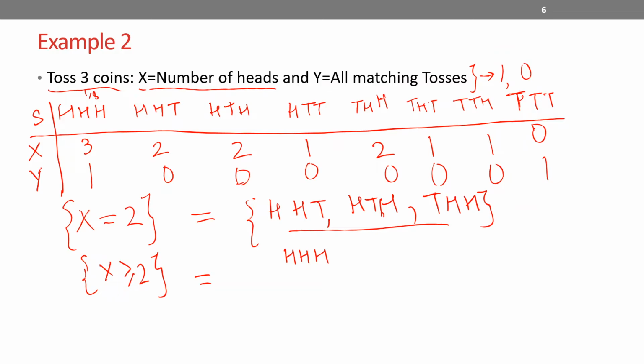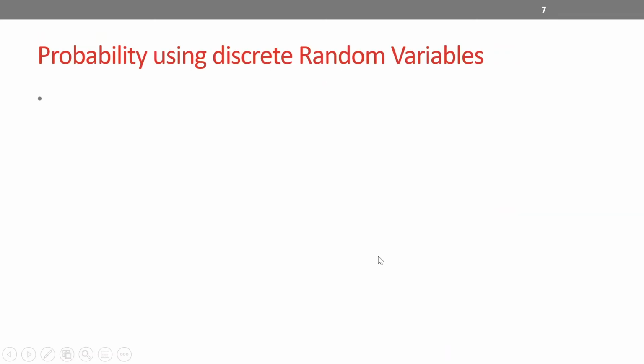So using this information, we can derive probability values. Let's look at some examples. Probability using discrete random variables. I'll come to this discrete part in a short while. We are essentially dealing with discrete random variables in this course, although there are continuous random variables as well. Okay, so going back to how to calculate probability.